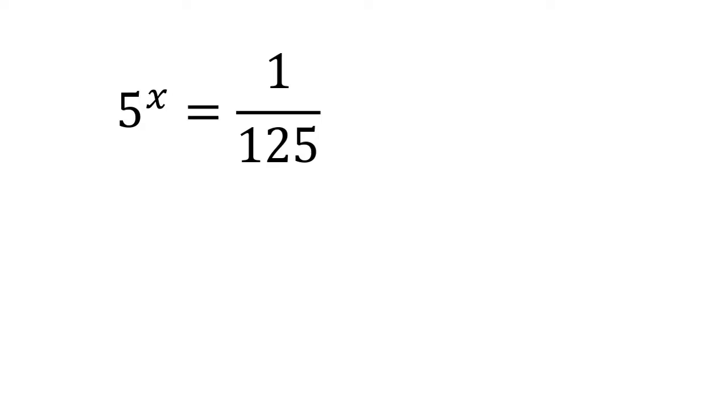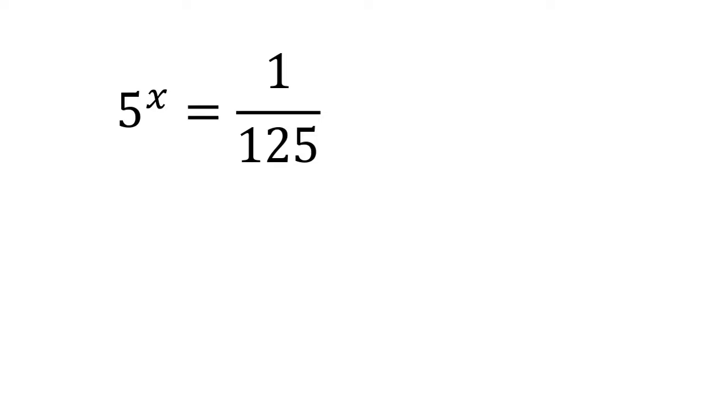Okay, so first I want to make sure we have a single term. This 5 to the x, that's one term, and this is one term. I don't have any pluses or minuses, so we're good there. Then my next thing is to write this as a power of the same base. Well, 5 is prime, so I can't do anything to the 5. But this 1 over 125, can I get this into a base of 5? Yes. What is that going to be?